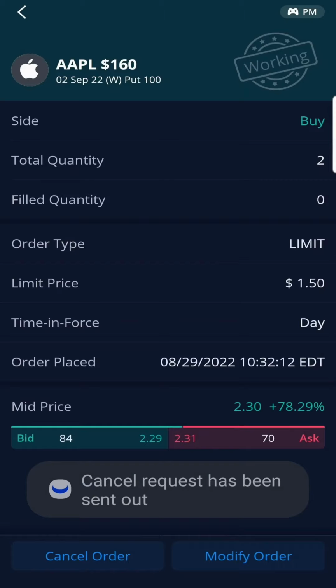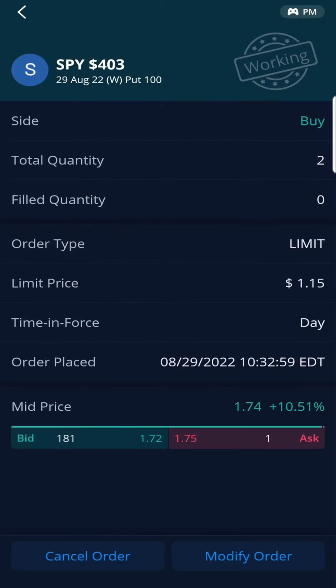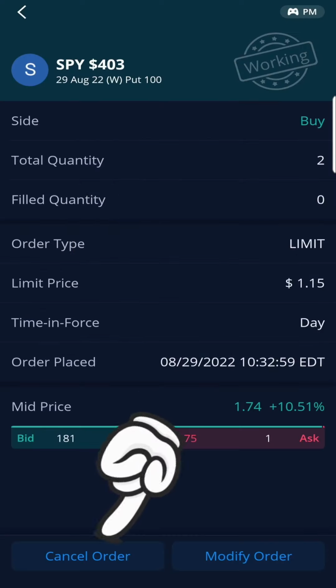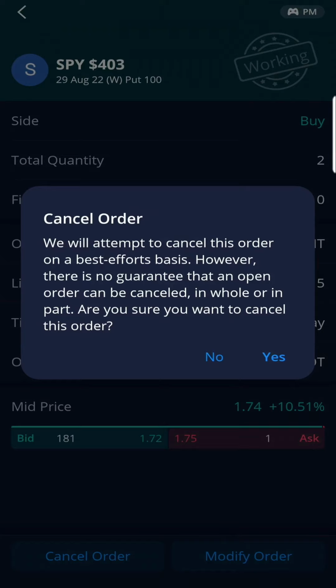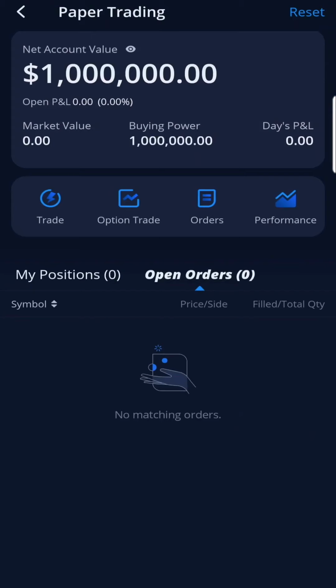Yes to confirm, and Webull will send you a cancellation notice. Again, select your option contract that you want to cancel. Here, I choose SPY, then finally on the bottom left corner, I hit Cancel Order. Yes to confirm, and Webull will send you a cancellation notice. That's how you cancel your paper trades on Webull.